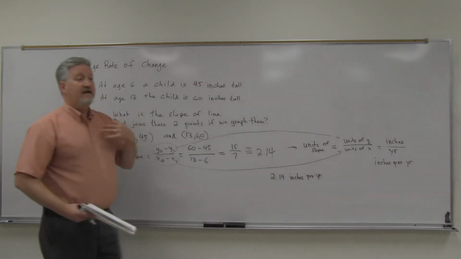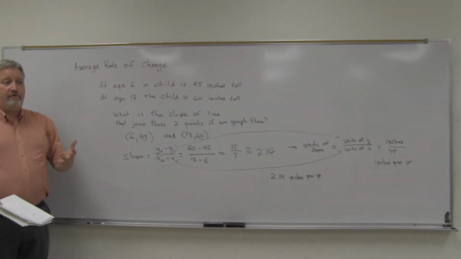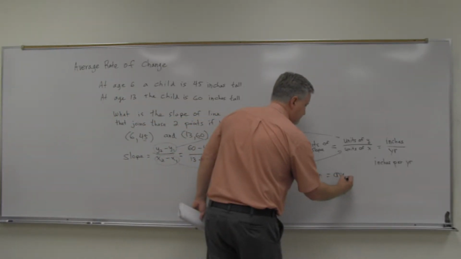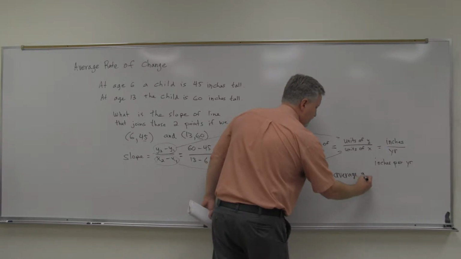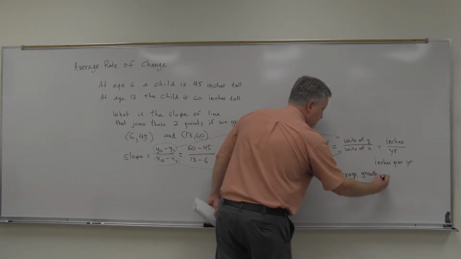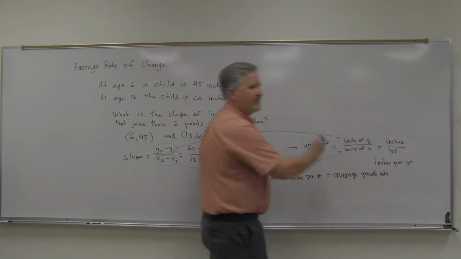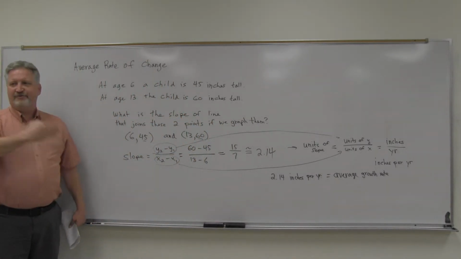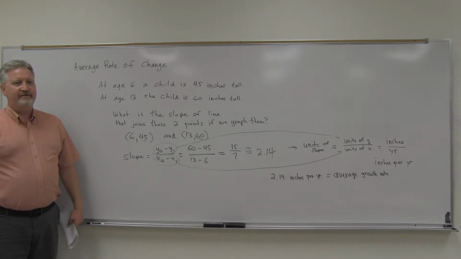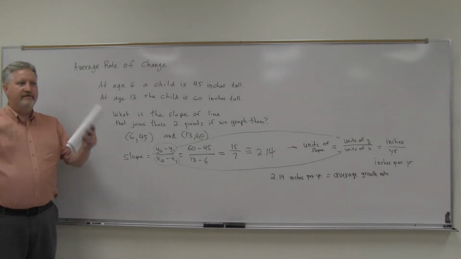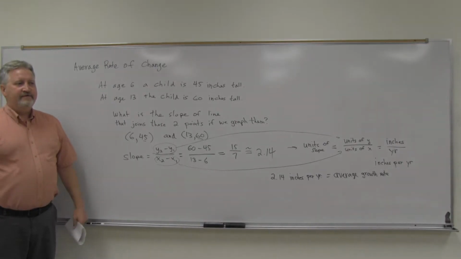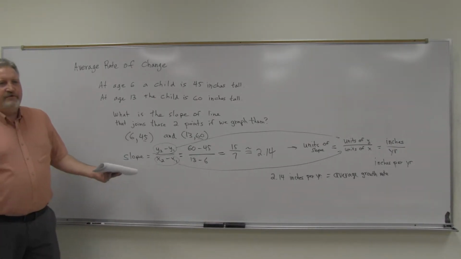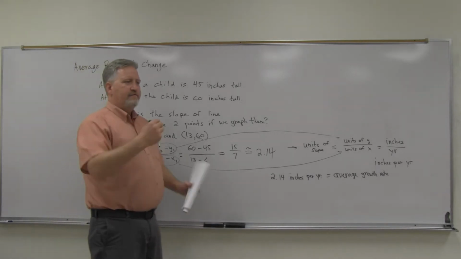In other words, that's our average growth rate. Now, why do we say average growth rate? Because do you think this child grew exactly 2.14 inches each year? Probably not. You know, they go up and down. You don't grow necessarily steadily. Some maybe do, but that's why we're saying an average growth rate.